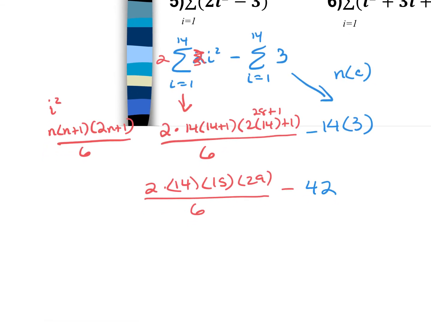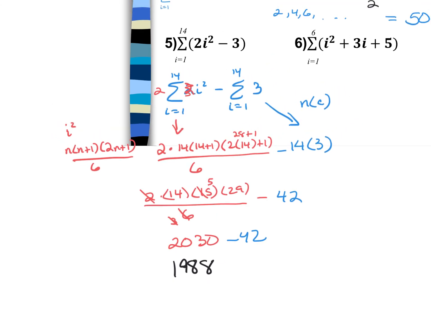Now, if you want to simplify before you multiply, you can. You could just go straight across, multiply all this, and then divide by 6. It doesn't matter. If you weren't using a calculator, I could simplify this, make it a 3, and then simplify this again and make it a 5. So then I would get 14 times 5 times 29 gives me 2,030 minus the 42. And my final answer here for the sum of this series is going to be 1988.